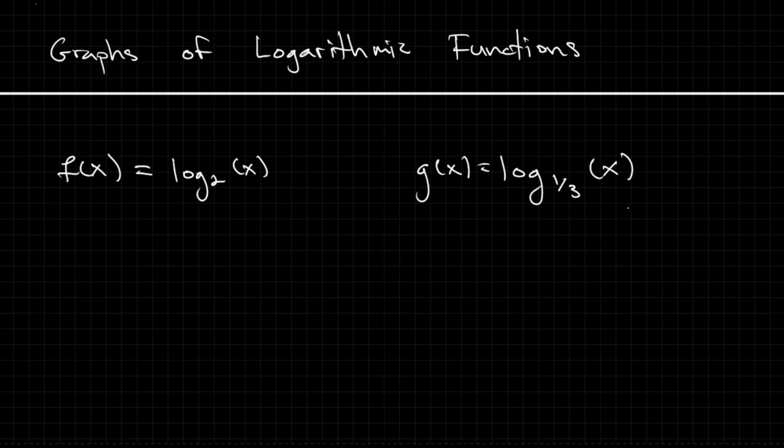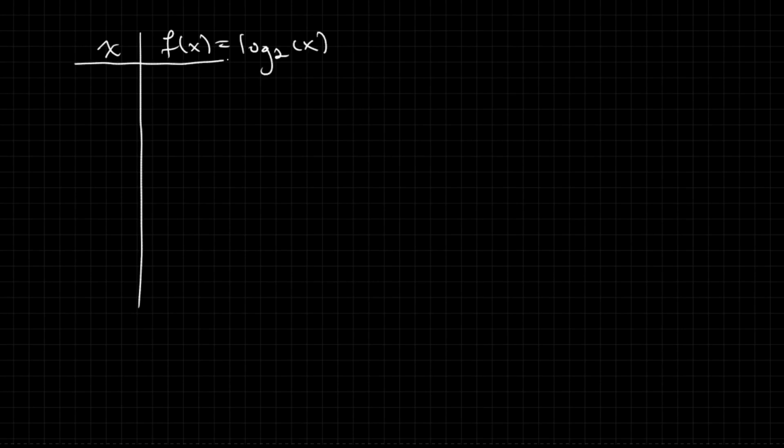The first way is we'll make a table, and the second method that we'll use is we'll use the fact that these are inverses of exponential functions. Let's start out by making a table. So let's give ourselves a bit more room, and we'll make a table here of the function log base 2 of x, and then we'll go ahead and plot the points.